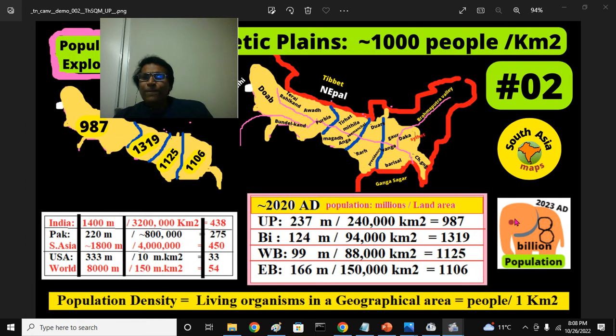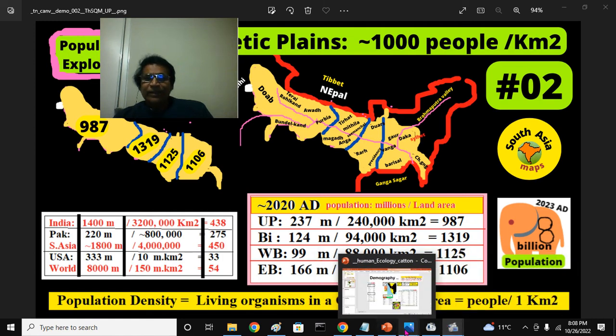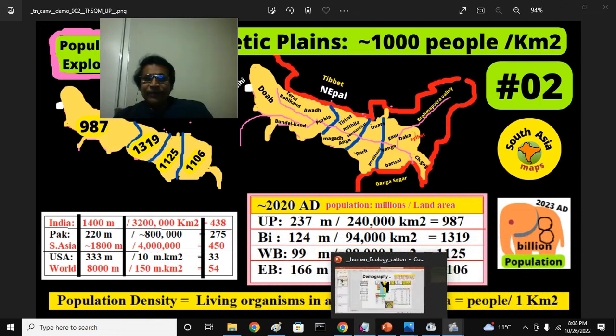That is the population elephant on the planet Earth, with 8 billion. This is the population elephant on the Indo-Gangetic Plains. The living organisms for the geographical area, people per square kilometer.